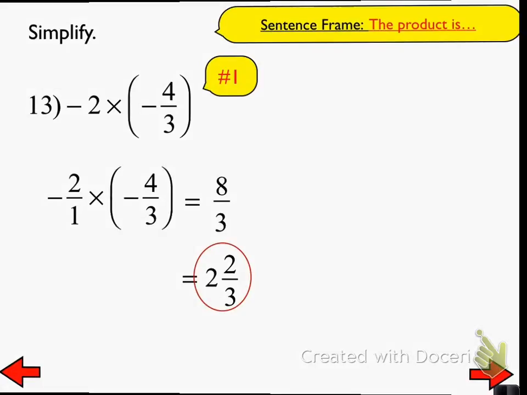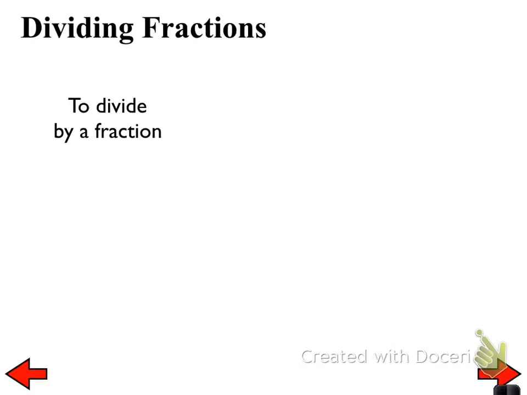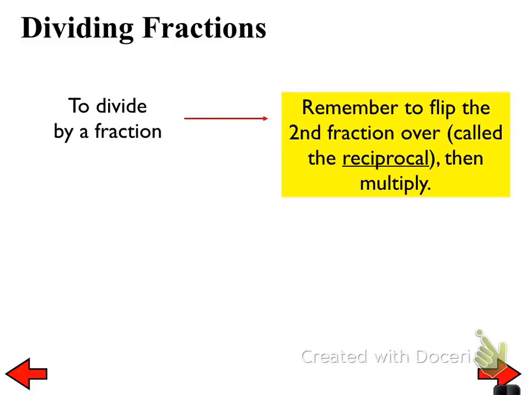Moving on now to dividing fractions. To divide by a fraction, what you need to remember to do is first, remember to flip over the second fraction. We call that the reciprocal. So I want you to get accustomed to using that vocabulary. And then you multiply. So here, let me give you an example. I have 4/5 divided by 2/3. Some of you often hear it as keep, change, flip. If that works for you, that's totally fine.